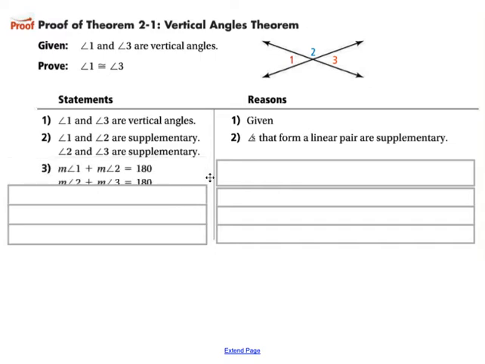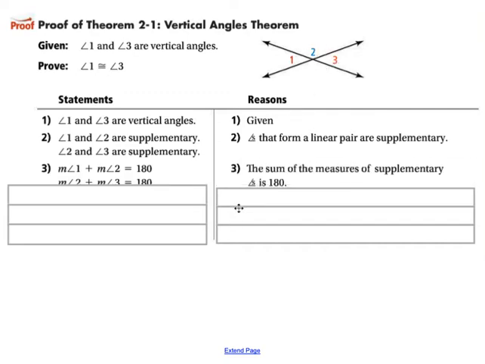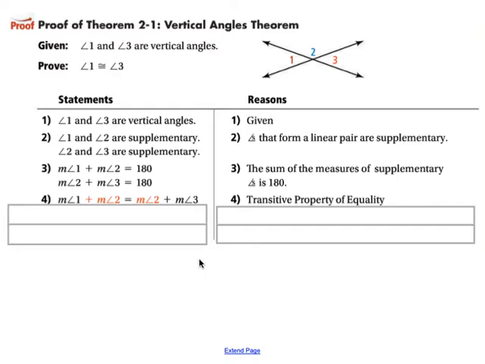So then we can say the measure of angle 1 plus angle 2 is equal to 180. The measure of angle 2 plus 3 is equal to 180, and that's just the definition of what supplementary angles are. So from there, take a look at what happens in step 4. We can say that the measure of angle 1 plus the measure of angle 2 is equal to the measure of angle 2 plus angle 3. They both equal 180, so they must equal each other. So 1 plus 2 comes from the first part, and then we just get rid of the 180s and set those two equal because they're equal to the same thing. And that's called the transitive property. Two things that are equal to the same thing are equal to each other.